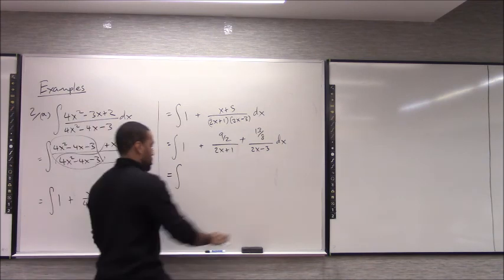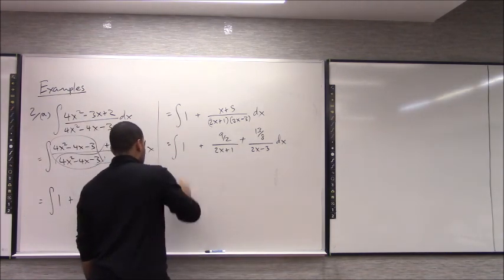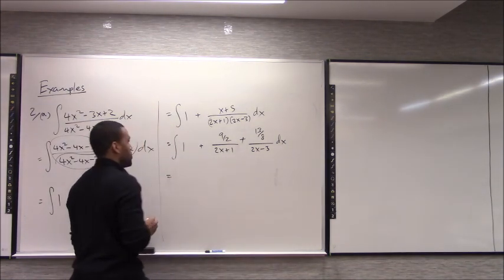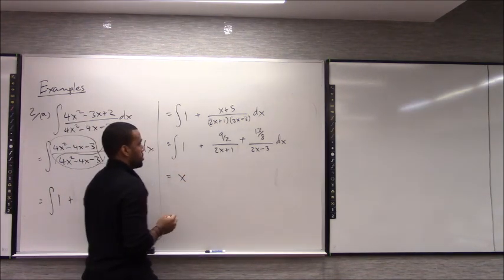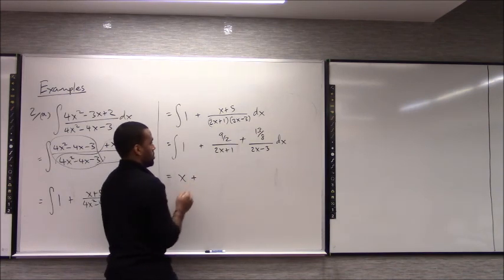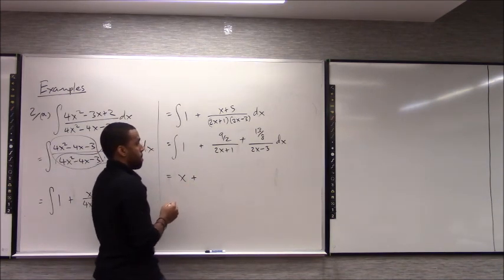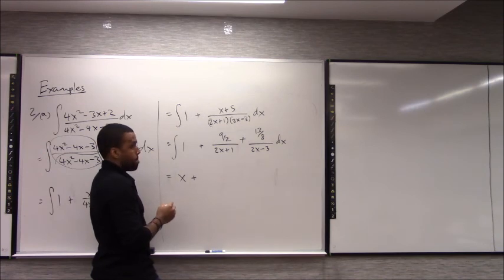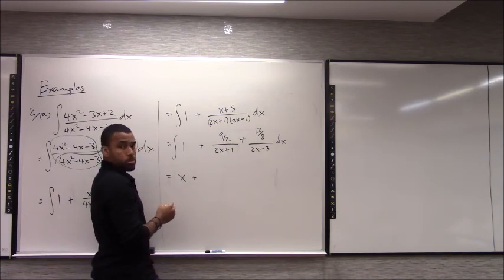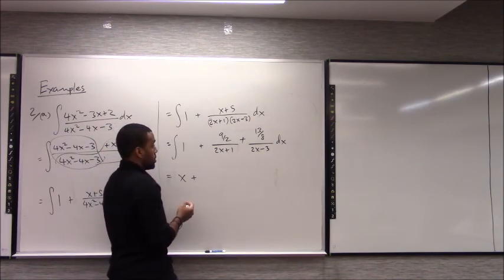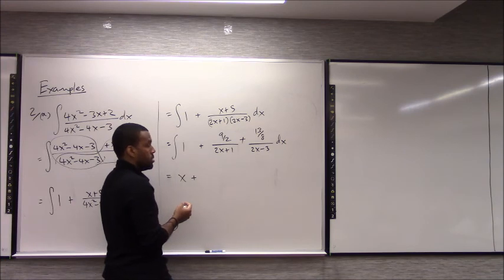At this point, you should be able to integrate. What's going to happen? Well, the integral of 1 just acts. Let's integrate this. What'd you guys get? Yeah. ln of 2x plus 1 times 9 over 2. No, something's off.